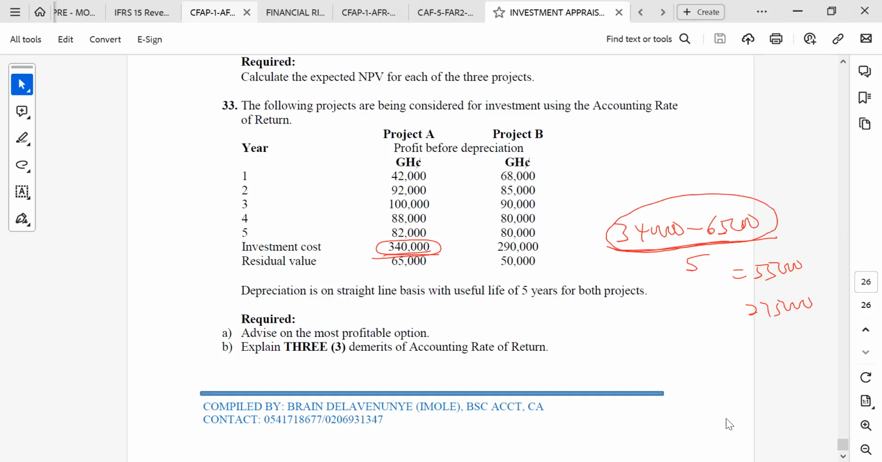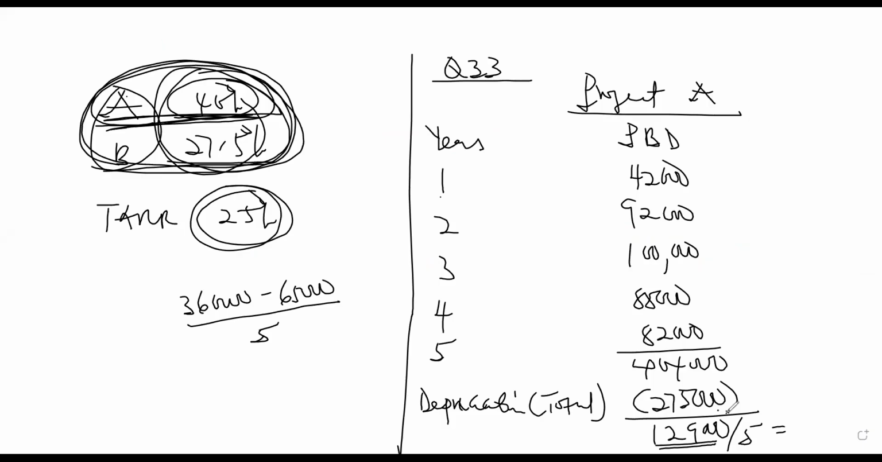The cost minus the scrap value. So we just find the depreciation. We can't go and be subtracting the depreciation from each of the profits one by one. You see that if you subtract, at the end of the day, total depreciation will still be the same as the depreciable value. So just find the scrap value for the 5 years. The depreciation will be 55,000 times 5.